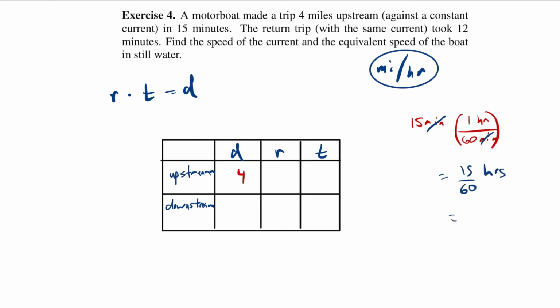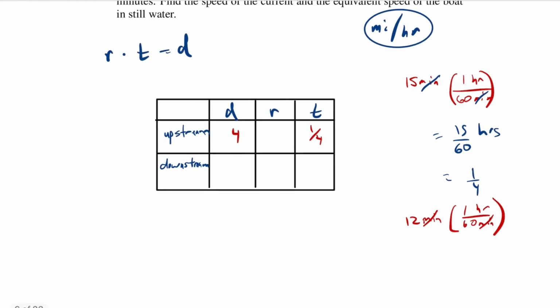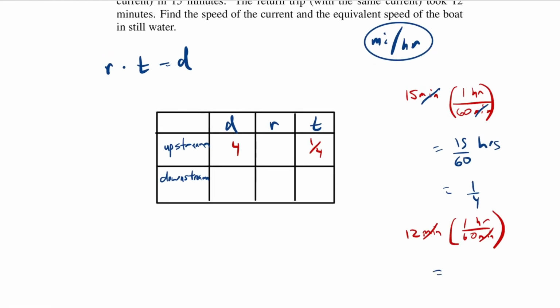All right, the downstream, the return trip with the same current took 12 minutes. So 12 minutes, if we convert that to hours, we're going to get 12 over 60 this time, hours, which simplifies to 1/5. So that is 1/5 of an hour. That makes sense because it should take less time to go downstream. And we're assuming that it's the return trip, which implies that it's the same distance. So we're traveling the same amount of distance, 4 miles in both directions.